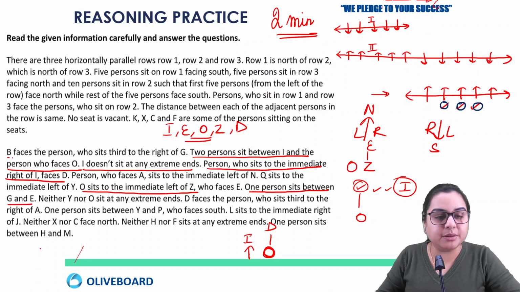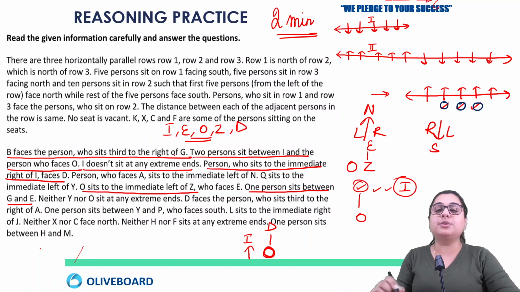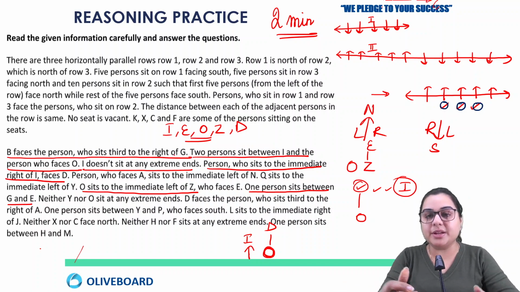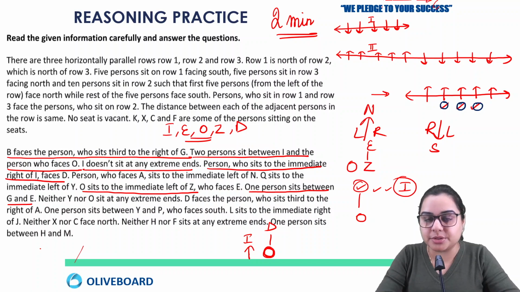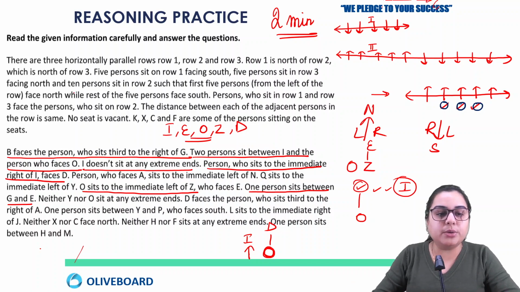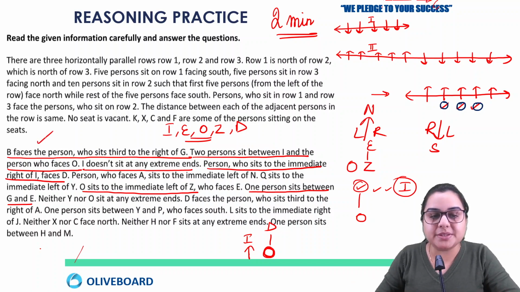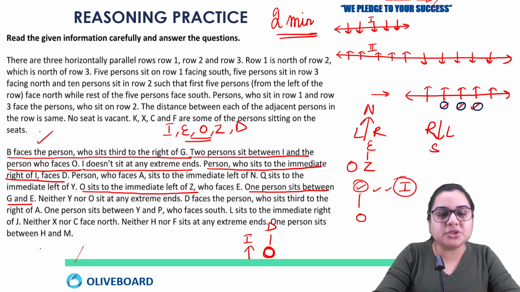Okay. So now next what we can use. So here we have that B faces the person who sits third to right of G. So here we are just linking all the informations. What was to be done in this question? You have to make three possibilities. That was the bold step that you have to take here. Otherwise, after that, the information is getting linked. So now we are going to pick this line that B faces the person who sits third to right of G. So with this, we are going to position B.